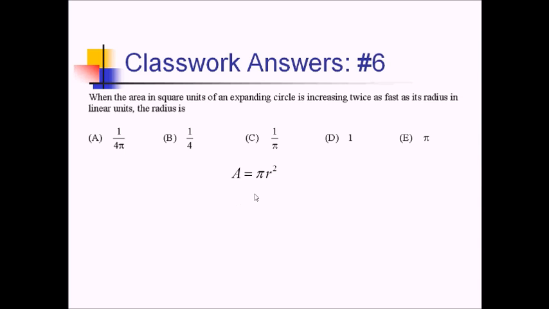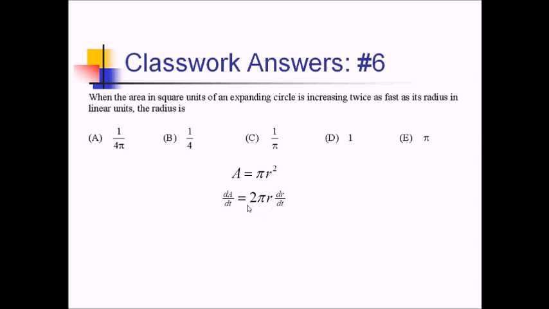And since I've got different rates of change in the same problem, the area's rate of change and the radius's rate of change, we've got related rates of change. Let's implicitly differentiate with respect to time. So we've got dA over dt equals 2 pi r dr over dt.